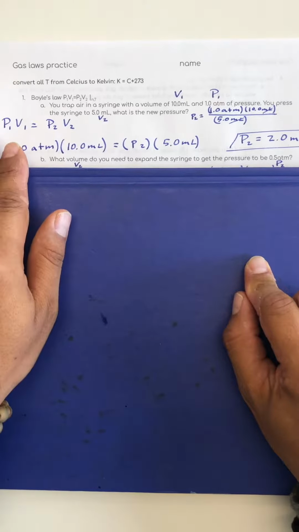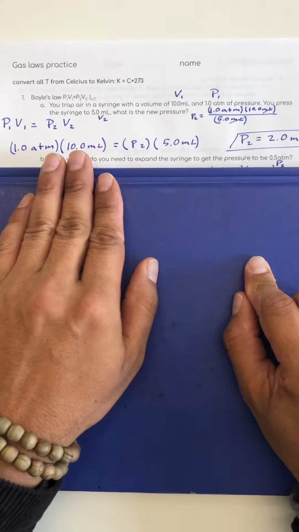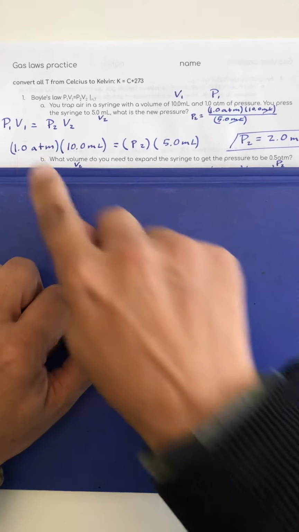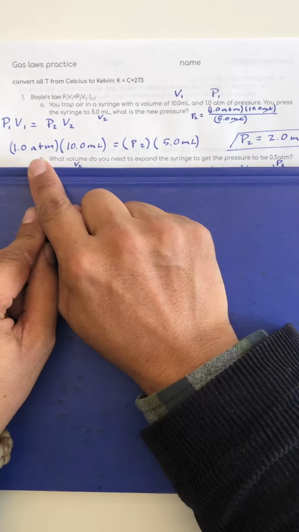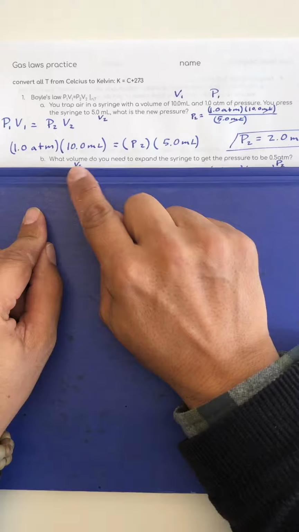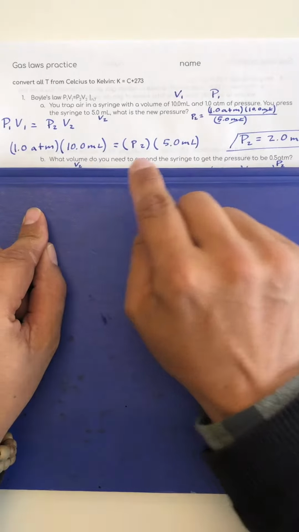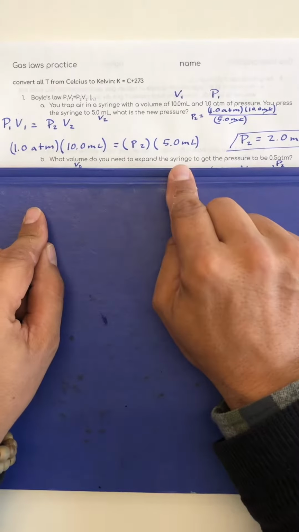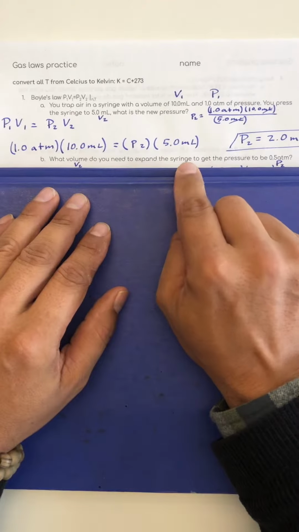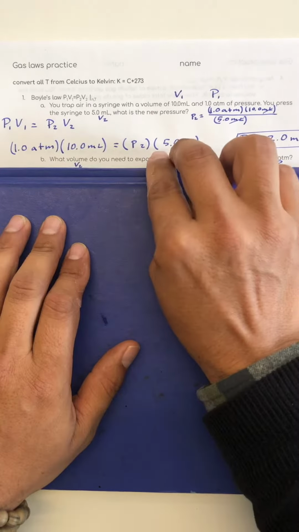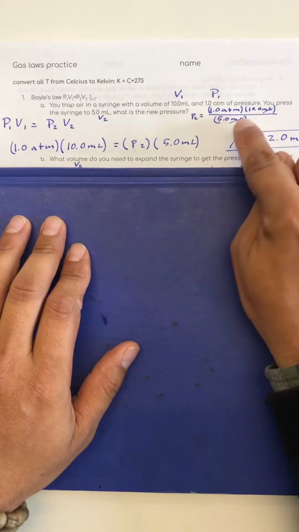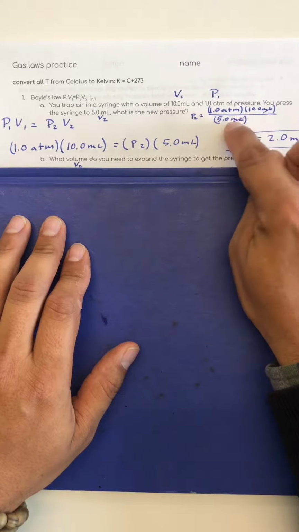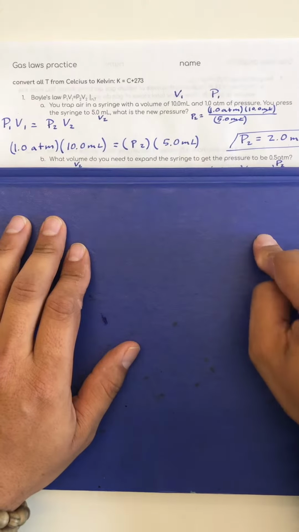This is the starting pressure and volume. This is the final pressure and volume, before and after. You put in the numbers with their units. 1 atmosphere times 10 milliliters equals P2 times 5 milliliters. To solve for P2, you just do some algebra magic. You bring the 5 under here. Notice how the milliliters over milliliters cancel, and you end up with the units of atmospheres.